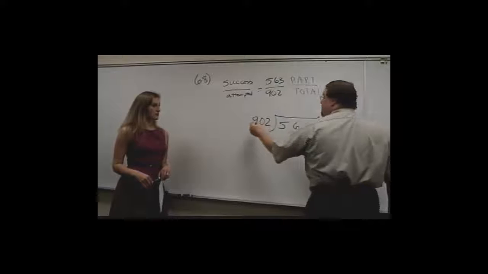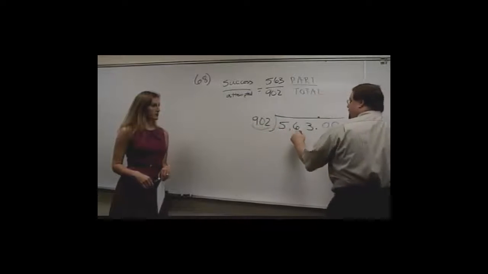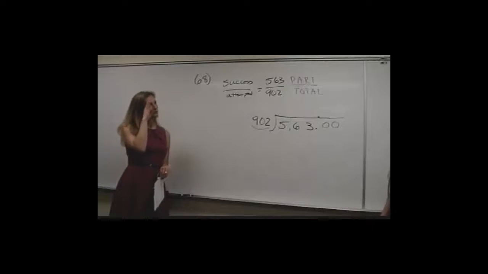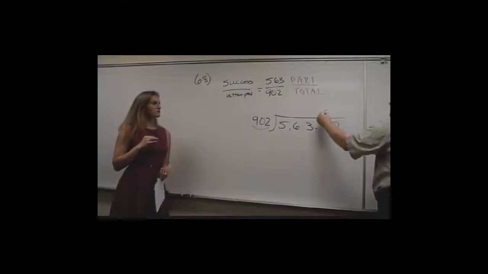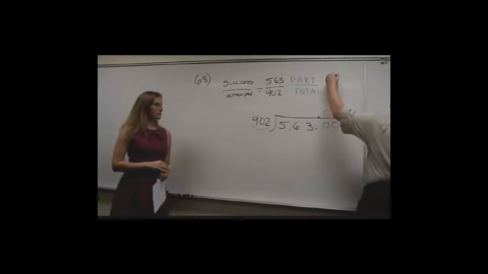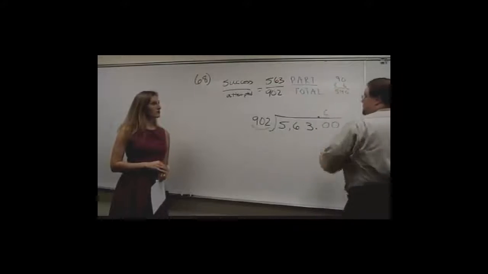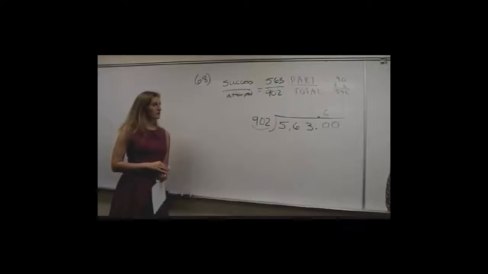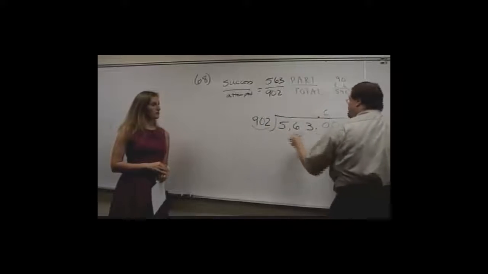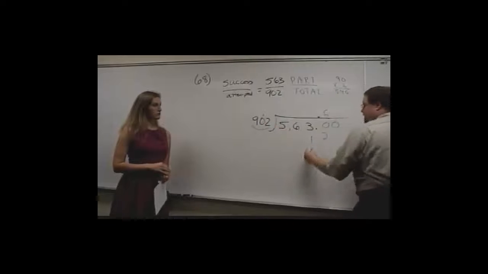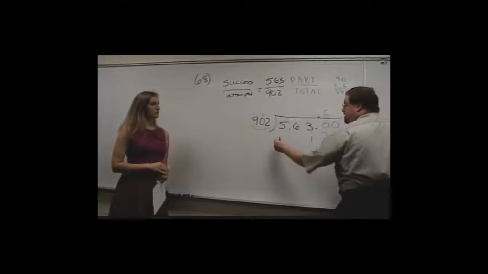So I'm going to estimate that 902 goes into 5,630 roughly 6 times. The reason why I estimate 6 times is because I'm thinking about 90 times 6 is 540. So I'm going to take an educated guess that it has to be 6. So you multiply. 6 times 2 is 12. Carry the 1. 6 times 0 is 0 plus 1. 6 times 9 is 54.